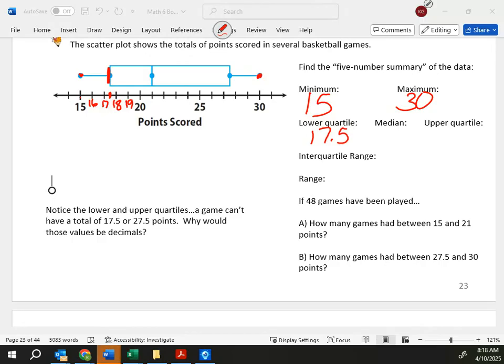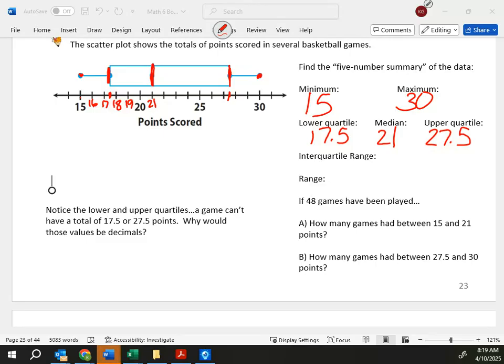What's our median? Kylie? Say it louder. 21. That median, remember, is the middle line of our box. We know we're counting by ones, so we had 20, 21 is our median. What is our upper quartile, Nolan? That upper quartile is the other end of our box, which lands at 27.5.